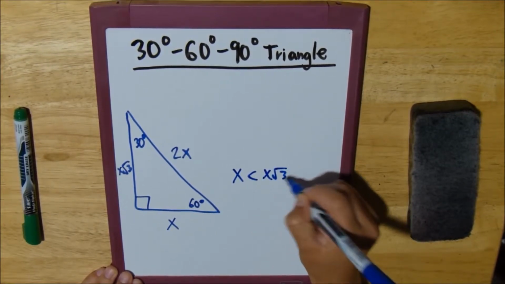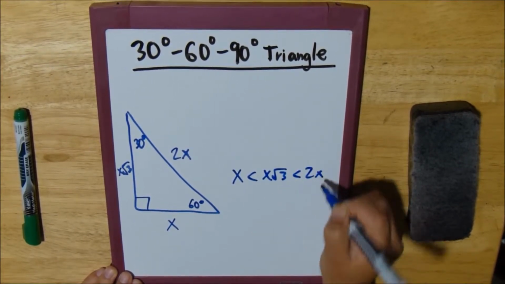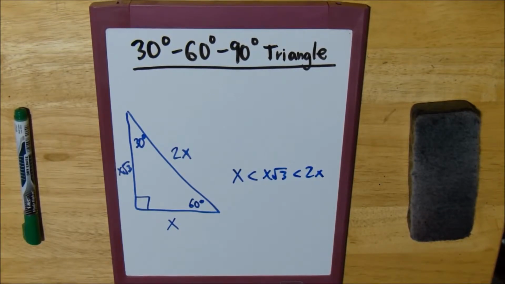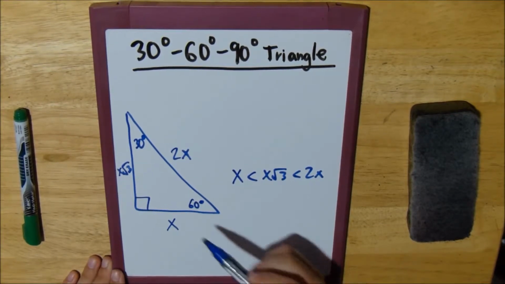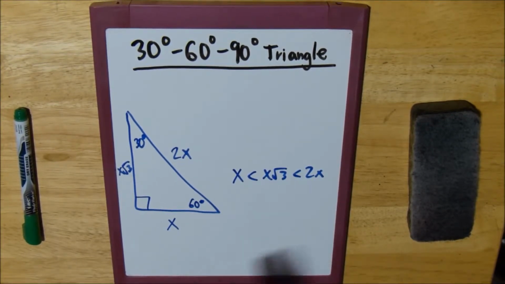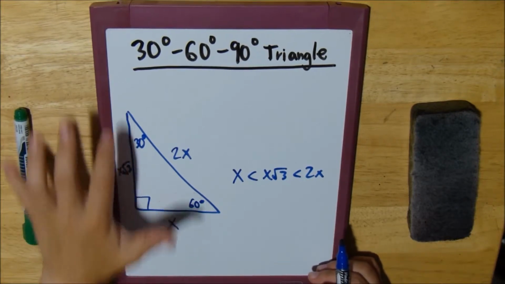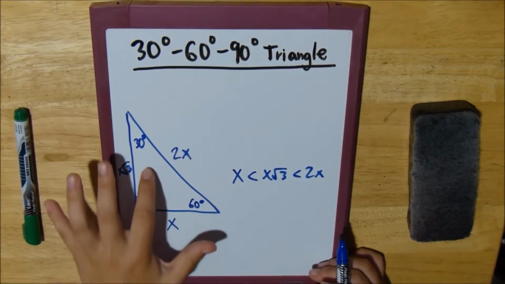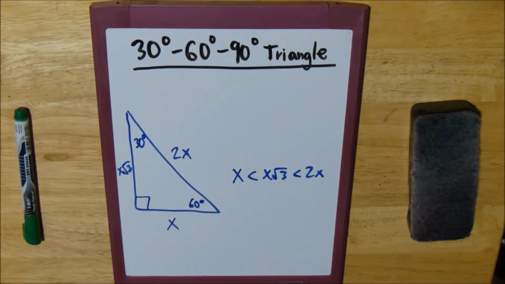Now, typically, when you multiply a number by another number, you get a bigger number. That's just a general rule. So it would make sense that the side length across from a bigger degree would be longer than the side length across from a smaller angle.